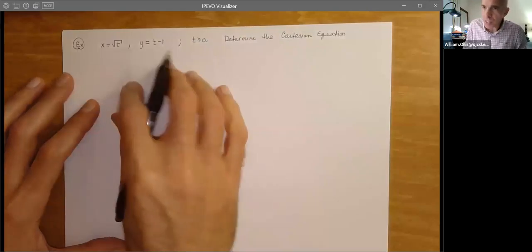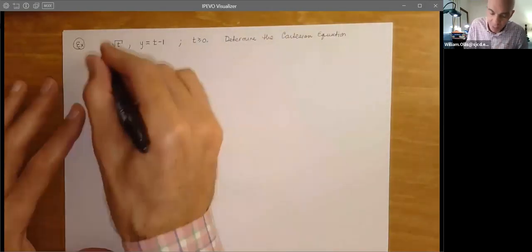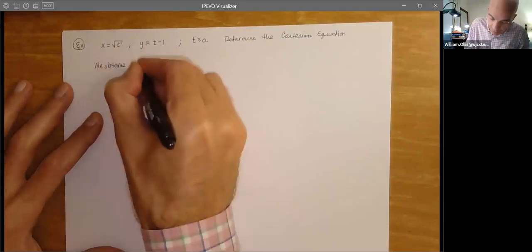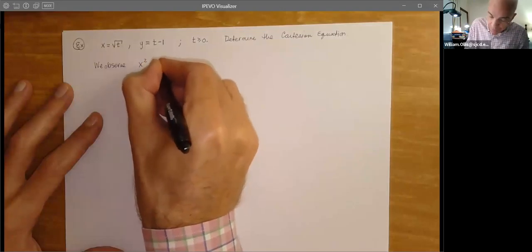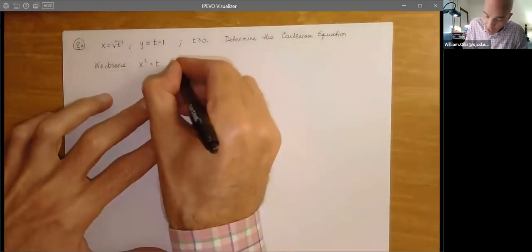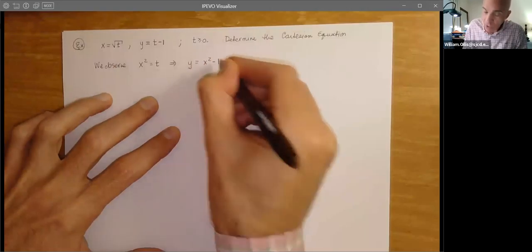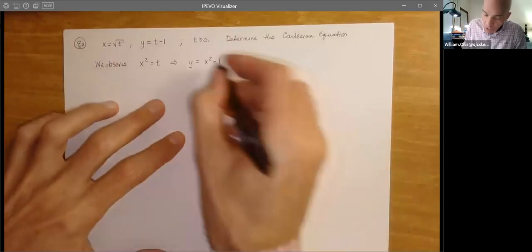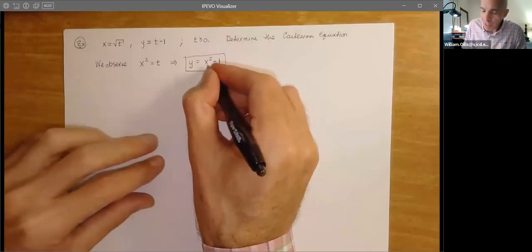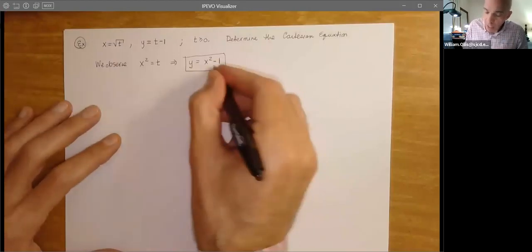So now you might say, determine the Cartesian equation. And when you look at this, you're thinking, well, this is just like the last one. We can eliminate t with no problem. And this is much easier. The last one just had a lot of arithmetic in it. So we observe x squared equals t, if we just square the parametric equation for x. And so this would imply that y is just x squared minus one, which is a quadratic.